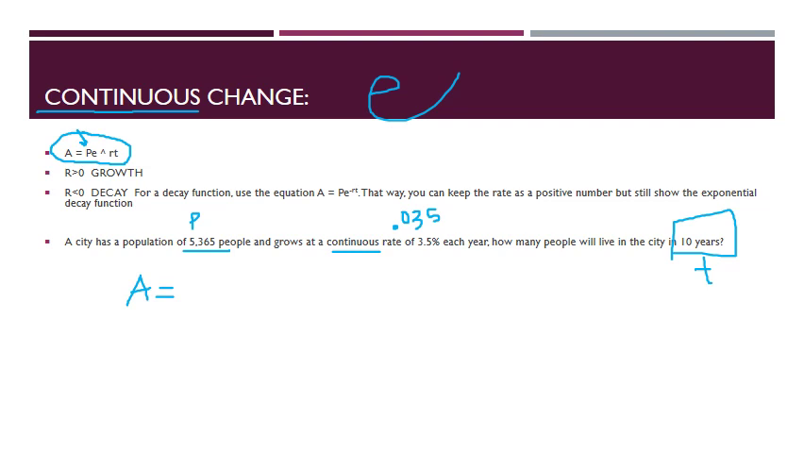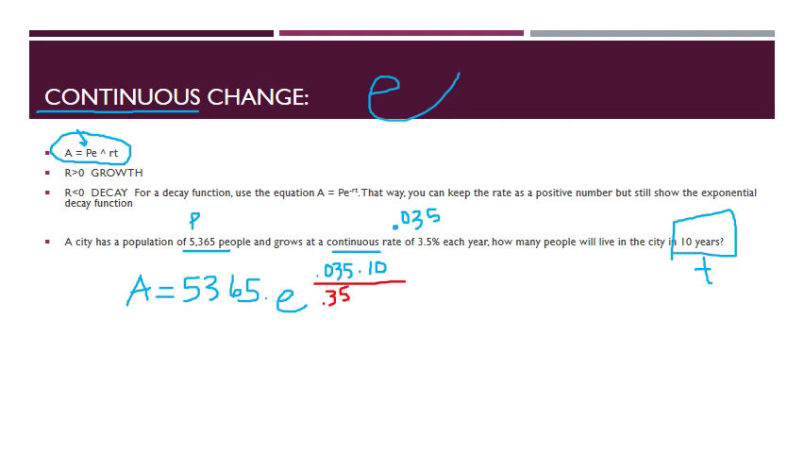So here we go. Amount equals 5,365 times E. We're going to leave E as is. And then this exponent is going to be 0.035 times 10. Okay, so first I would do that on my calculator. And when you do this times 10, you can see my exponent turns into 0.35.